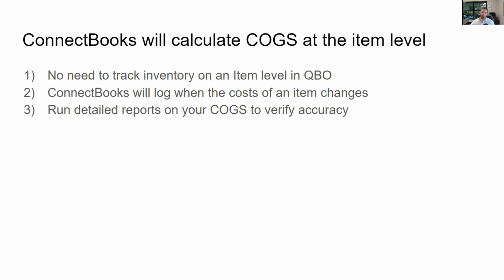And that's why it's very important that you log. It's not just having a price list of what every product costs, especially in a market today where everything is so volatile and it goes up and down. You want to log when the prices go up and when the prices go down. And then the other thing is you can also run on ConnectBooks very detailed reports on your cost of goods sold to verify accuracy. So besides keeping the log and telling you, okay, this product changed throughout the time, we also want to run detailed reports to verify accuracy.